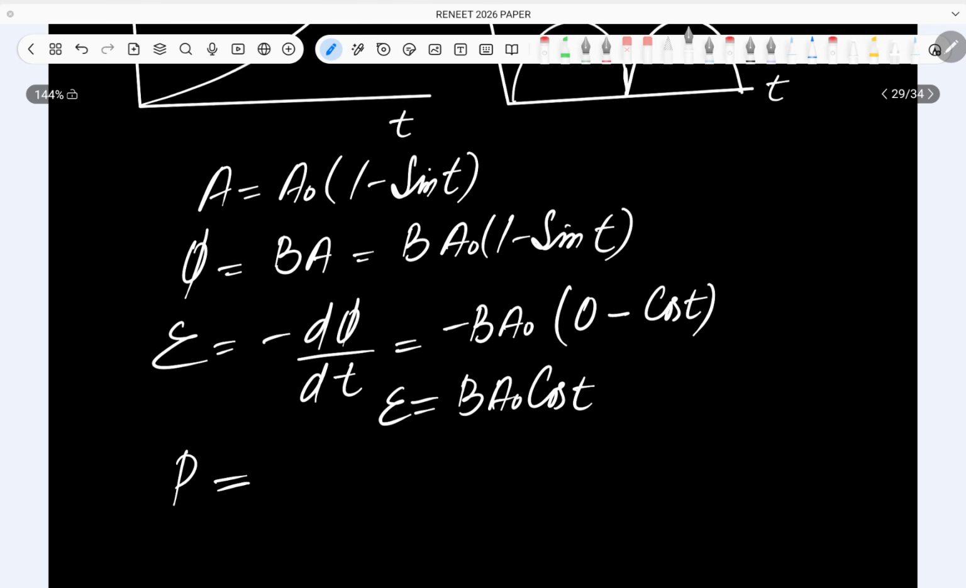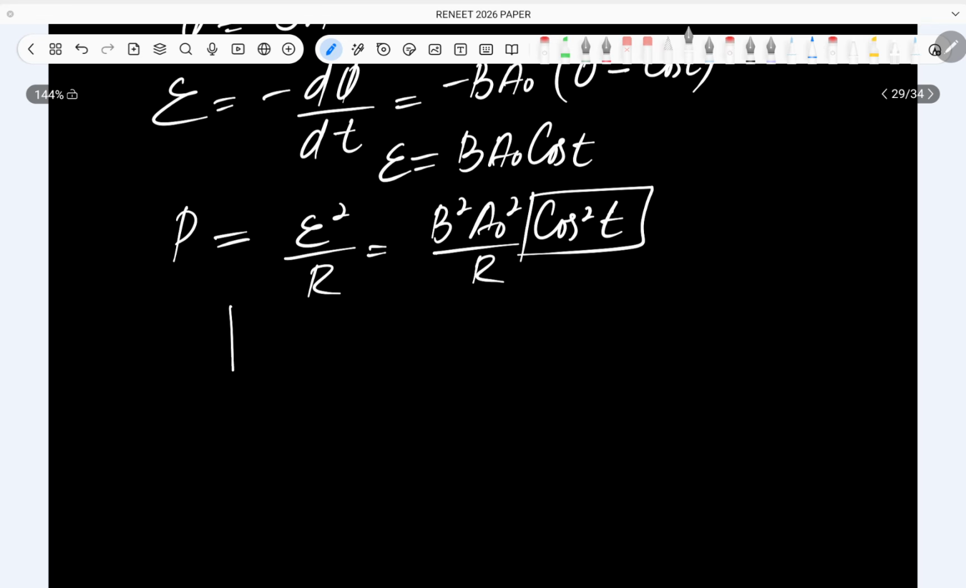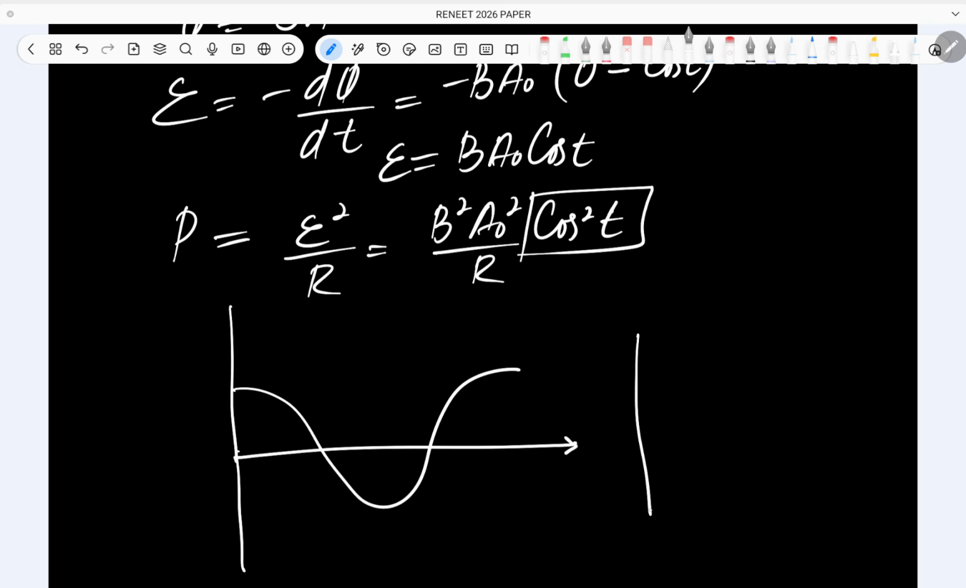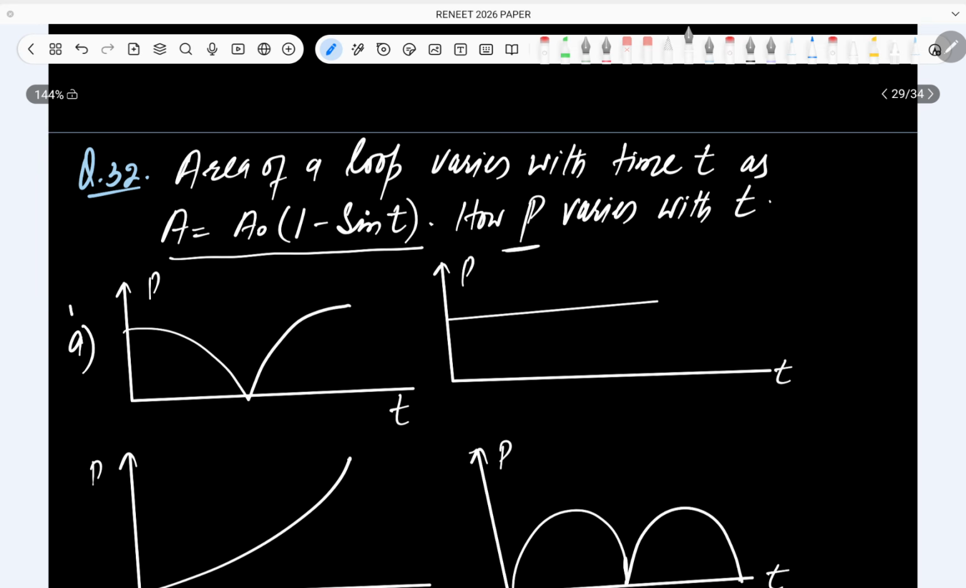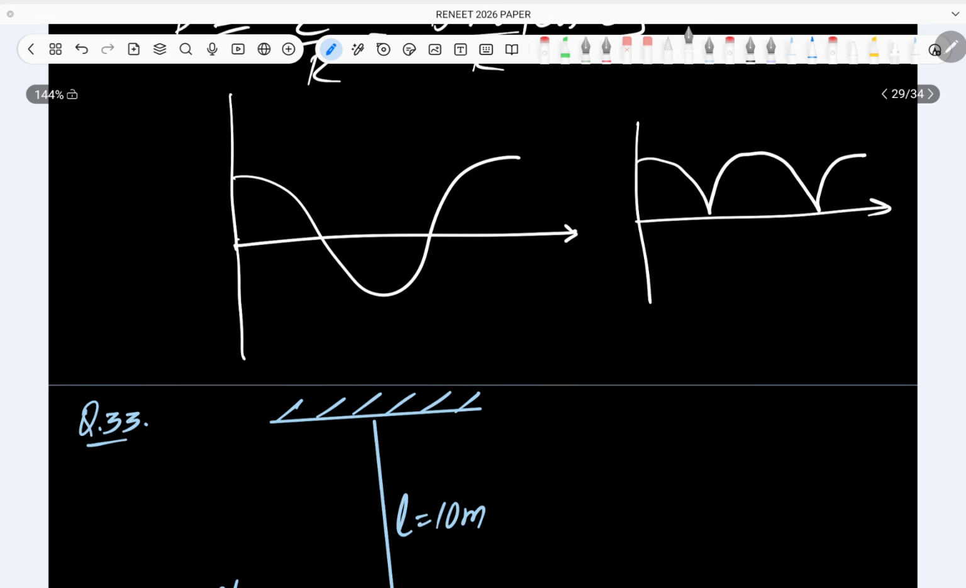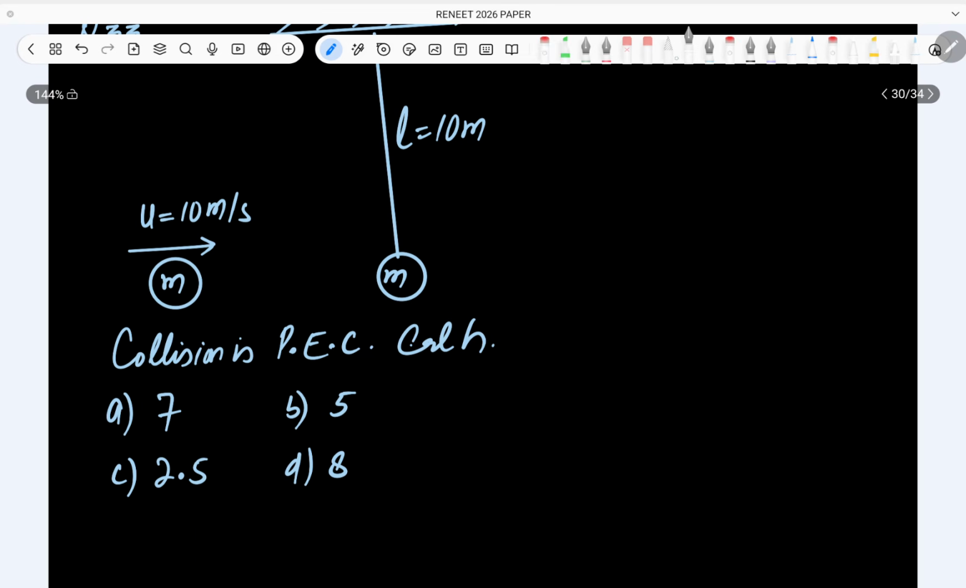Power delivered, you know that the power dissipation will be equal to E square divided by R, so it will be equal to B square A naught square divided by R into cos square t. Now we are interested in this cos square t. कॉस ग्राफ जो होता है बेटा वो कुछ ऐसे होता है, that is something like this, और कॉस स्क्वायर का ग्राफ ऐसे होता है बेटा, it is always positive, always positive. अब आप देख लो ऐसा कोई ग्राफ है यहाँ पे, हाँ जी है, that's option number A, so option number A is the correct answer. Okay, so this is the correct answer, that is cos square.